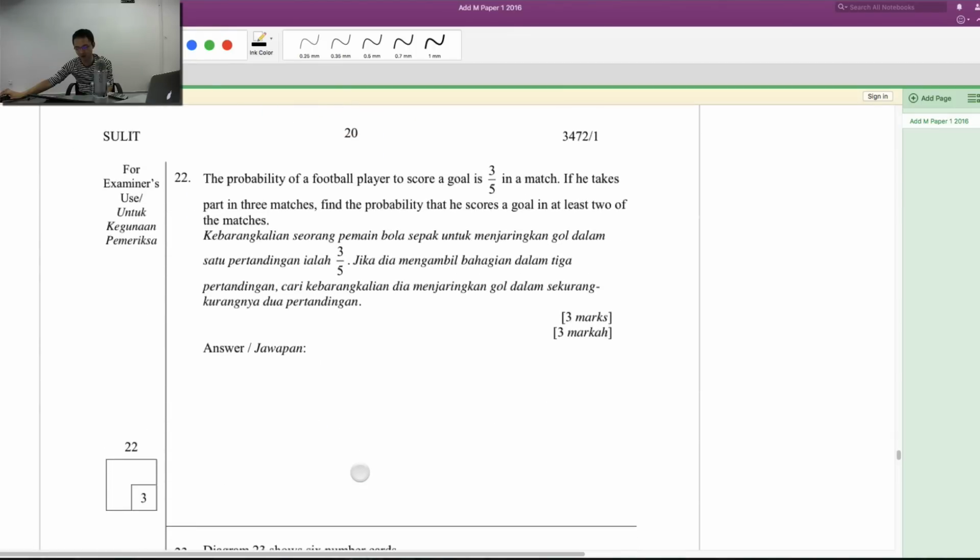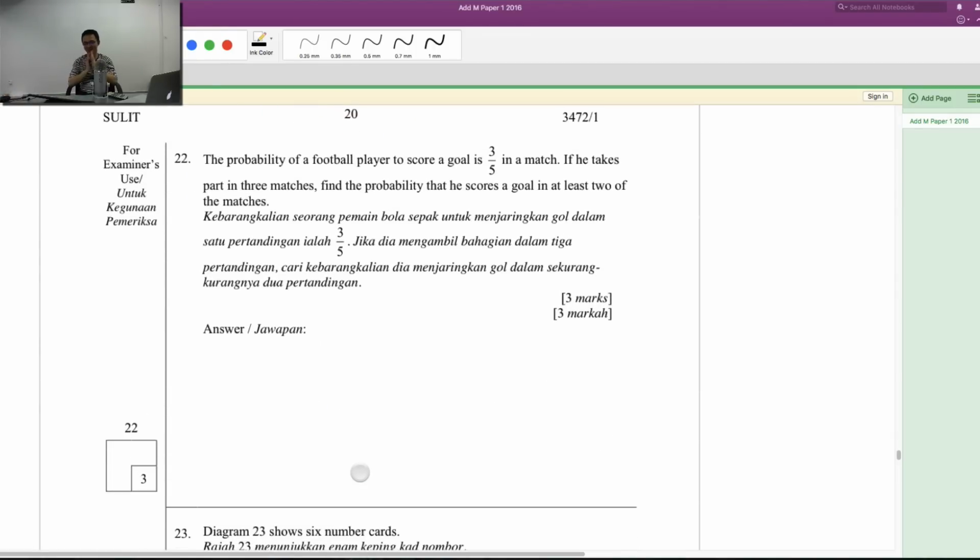Let's move on to 22. Yeah, 3 more questions to finish. So the probability of the football player scoring is 3 over 5. If he takes part in 3 matches, find the probability that he scores in at least 2.